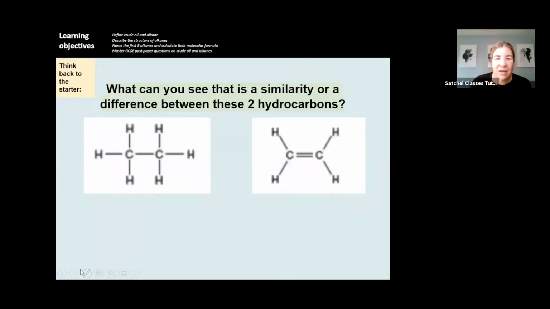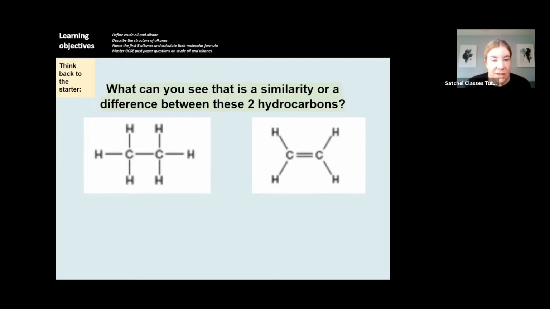Let's have a think about this again. What can you see that is a similarity or a difference between these two hydrocarbons? This is the one that you saw in the starter, and this is something new. If you go into a lesson on alkenes, you'll also see these two as a starter question, but hopefully you can get an idea of the difference between the two. Both of them are hydrocarbons, which is a similarity already, meaning they contain carbon and hydrogen only.